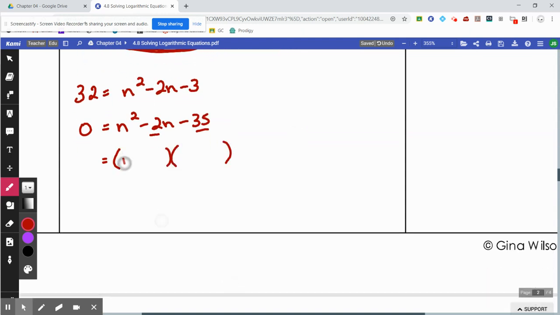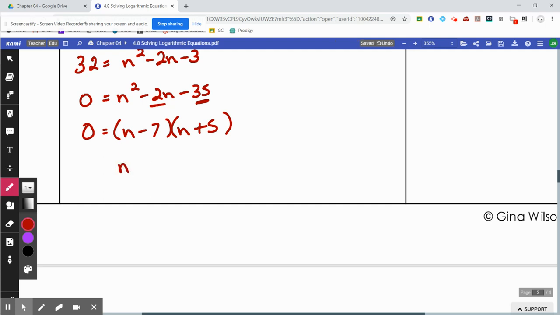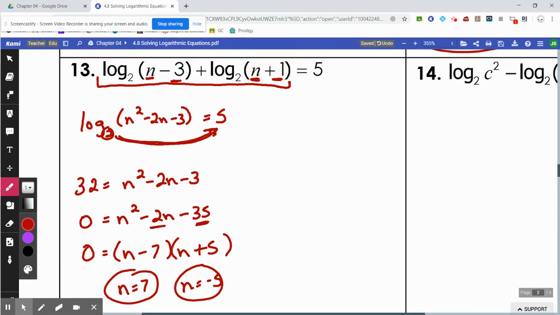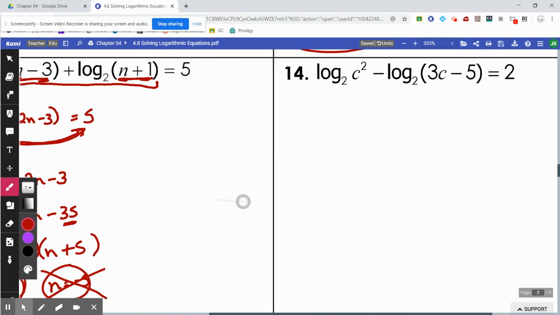Two sets of parentheses, n times itself, adds, multiplies is a negative 7 and a positive 5. Set each of those equal to 0, and you're going to get n is equal to 7 or n is equal to negative 5. Now, let's look back and make sure we don't have any extraneous solutions, which I believe we are going to have here. When you plug in 7, you're fine because you did 7 minus 3, which is 4, 7 plus 1, which is 8. That's good. When you plug in negative 5, it gives you negative 5 minus 3, which is negative 8, and it also gives you a negative 4 here, so they're both going to be negative, so we're going to have to throw out the n equals negative 5. So you have one solution.